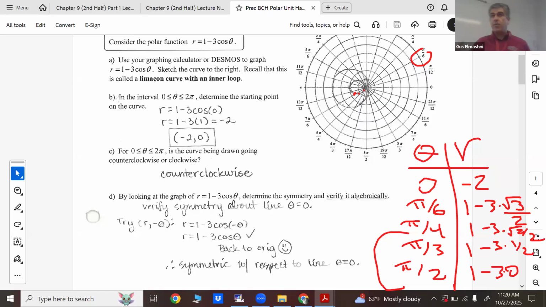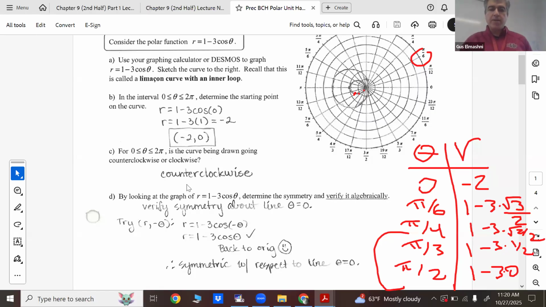If r changes to negative r, then it's symmetric about theta equals pi over 2. Remember, there's another way you could verify by doing pi minus theta. Sometimes we might need that. We'll worry about that later. Sometimes it may not be obvious, but we'll see it when we get there.